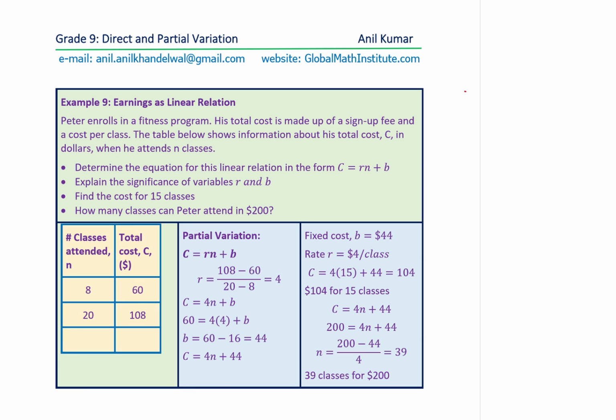First thing, we define a variable C and n. R is the rate at which the classes are being costed. So let's find R. 108 minus 60 divided by 20 minus 8 gives you 4. So $4 per class. So the cost is 4n plus b. To find the value of b, we'll actually use one of the points. I've used the point 8 and 60.